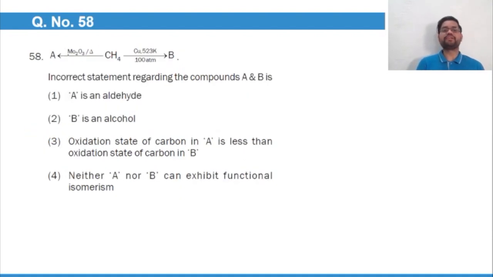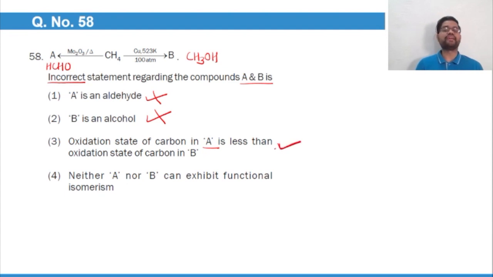A. Methane in the presence of molybdenum oxide and heated will give you formaldehyde. Methane in presence of copper, heat and pressure will give you methanol. Identify the incorrect statement regarding compounds A and B. A is aldehyde, true, not the right answer. B is alcohol, true, not the right answer. Oxidation state of carbon in A is less than that of oxidation state of carbon in B. That is wrong, and that's the right answer.